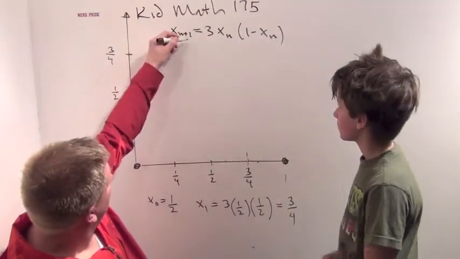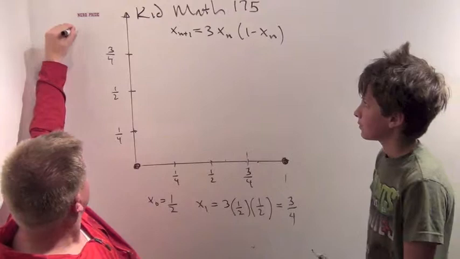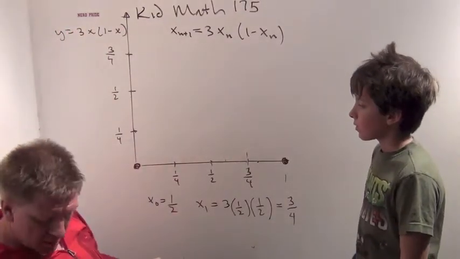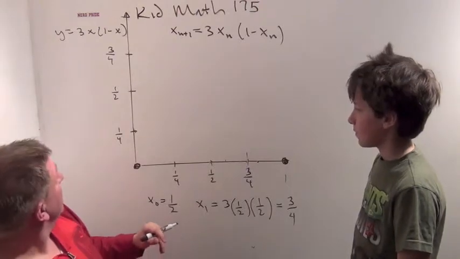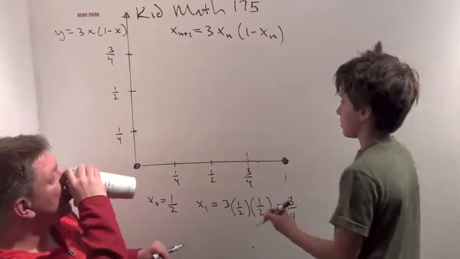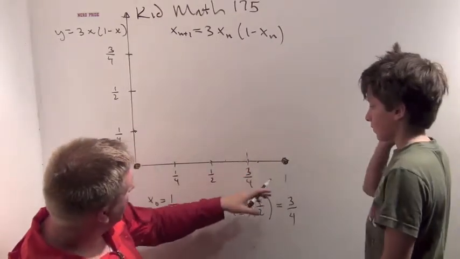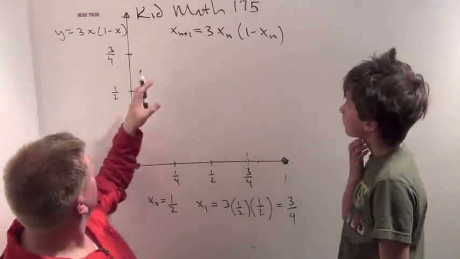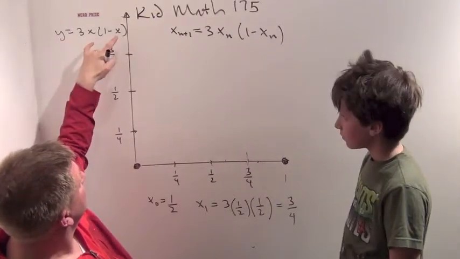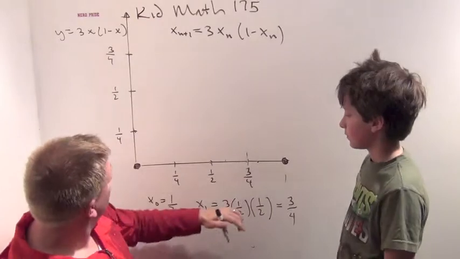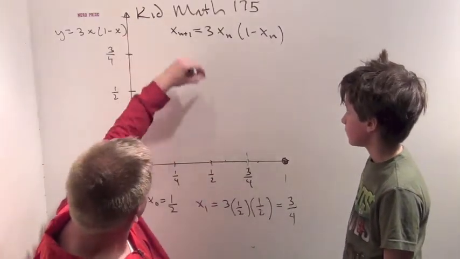If we were to draw this equation, y equals 3 times x times 1 minus x, what kind of equation is that? It's a quadratic. Where are the zeros? The zeros are 0 and 1. And this one opens down because it's a minus x squared. So the maximum value is halfway in between at a half, and we already saw that that goes to 3/4.